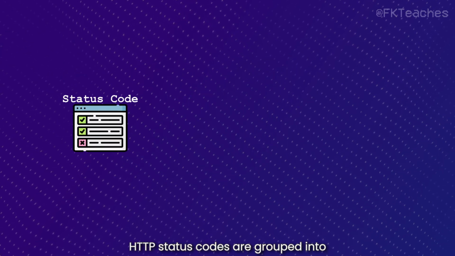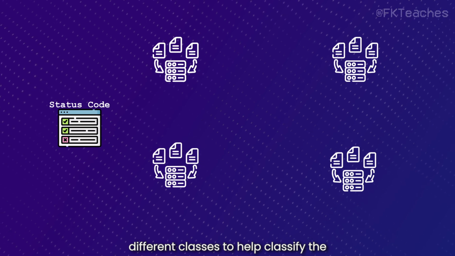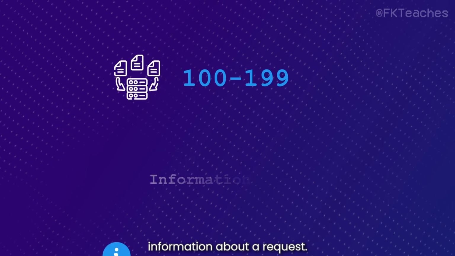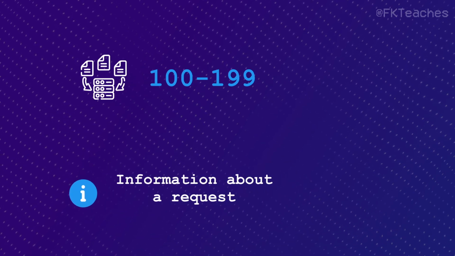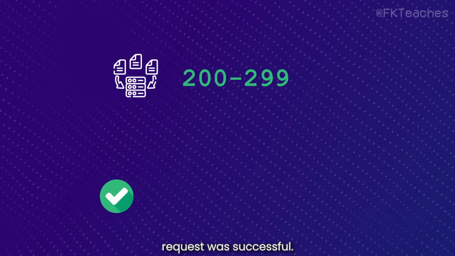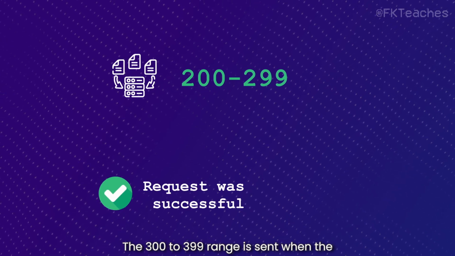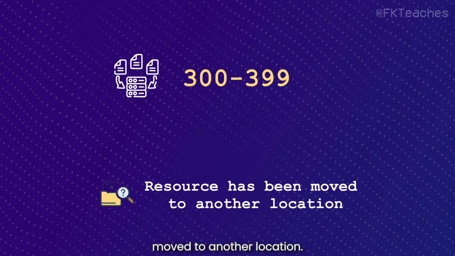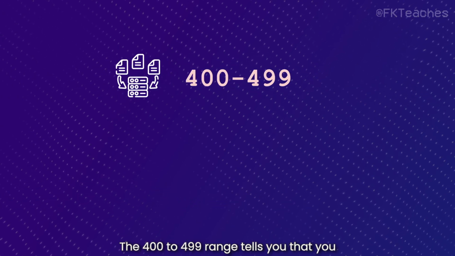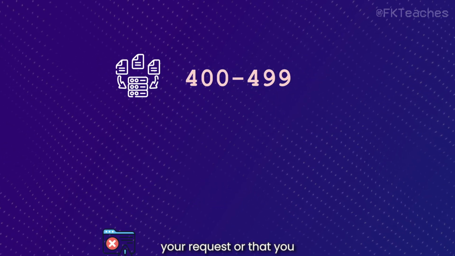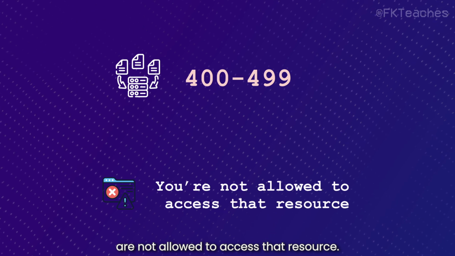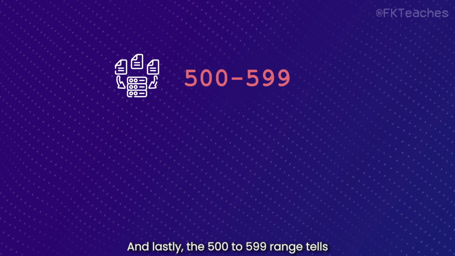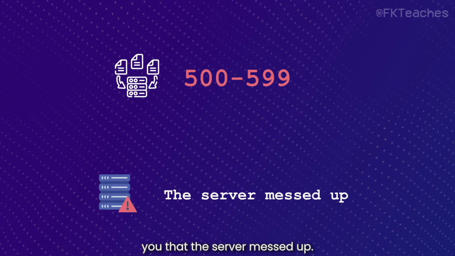HTTP status codes are grouped into different classes to help classify the state of your request. The 100 to 199 range simply provide information about a request. The 200 to 299 range tells you that your request was successful. The 300 to 399 range is sent when the target resource has been moved to another location. The 400 to 499 range tells you that you have made a mistake with your request or that you're not allowed to access that resource. And lastly, the 500 to 599 range tells you that the server messed up.